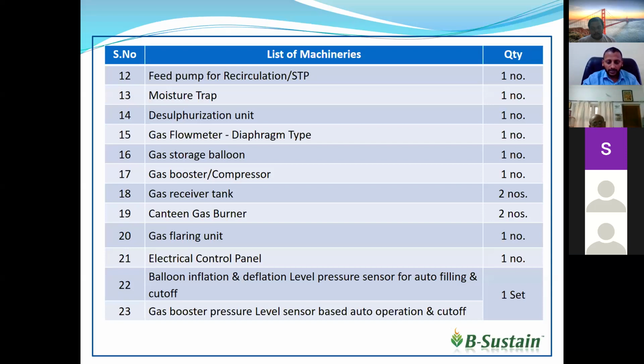So in the control panel, there are the balloon inflation and deflation level sensors. For example, if the balloon is fully filled, the gas is fully stored in the balloon, then the balloon pressure matters, because the balloon cannot withstand high pressure.